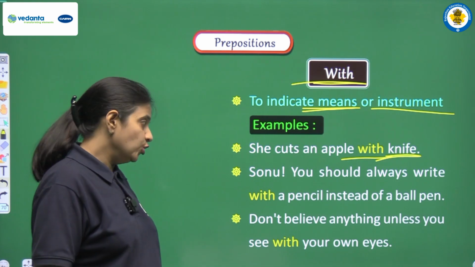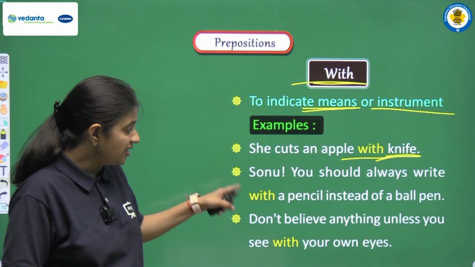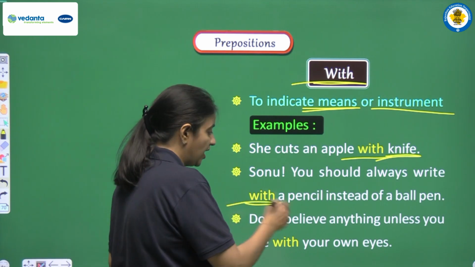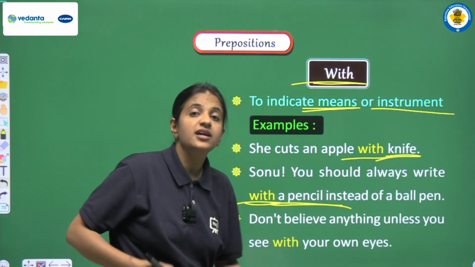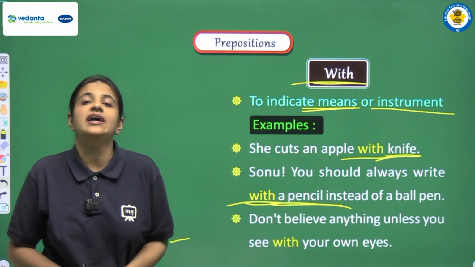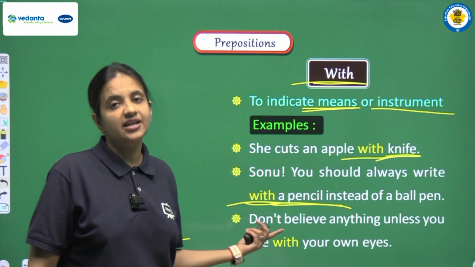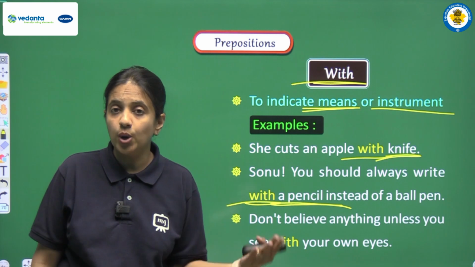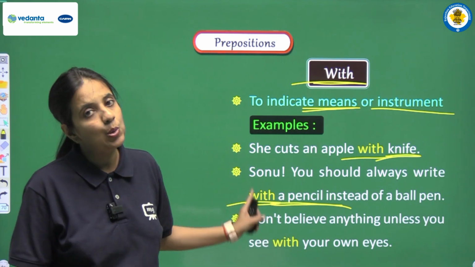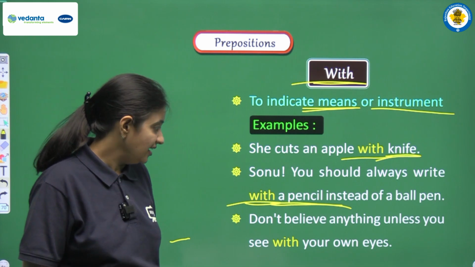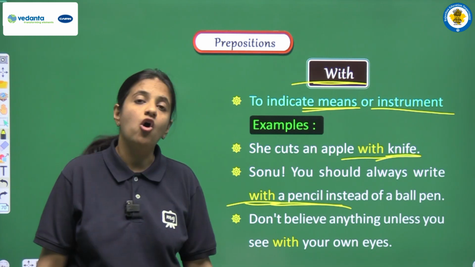Next is, Sonu, you should always write with a pencil instead of a ball pen. Again we are having with. Why? Because pencil, it is the instrument, it is the means that is used to write. So again we are showing means, again we are showing instrument for some work, and this is the reason we are having with here.